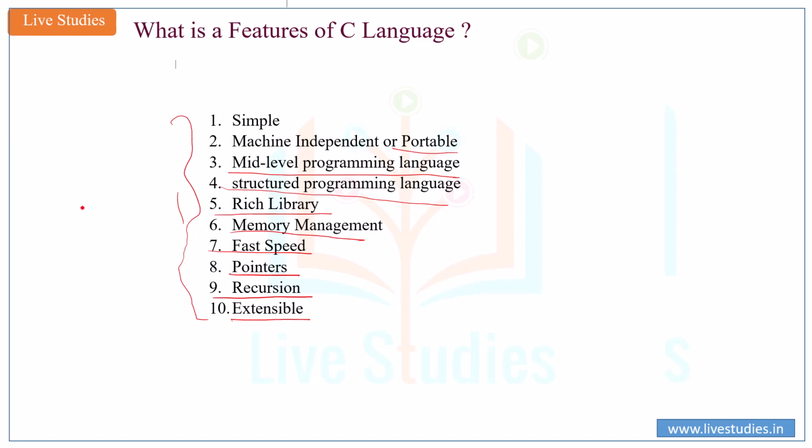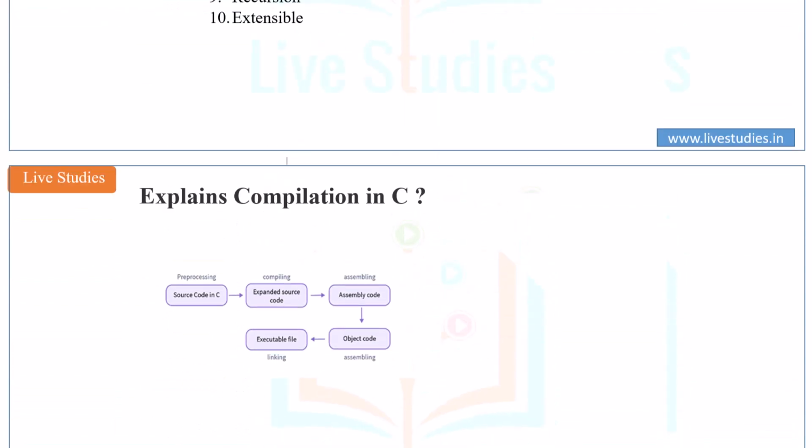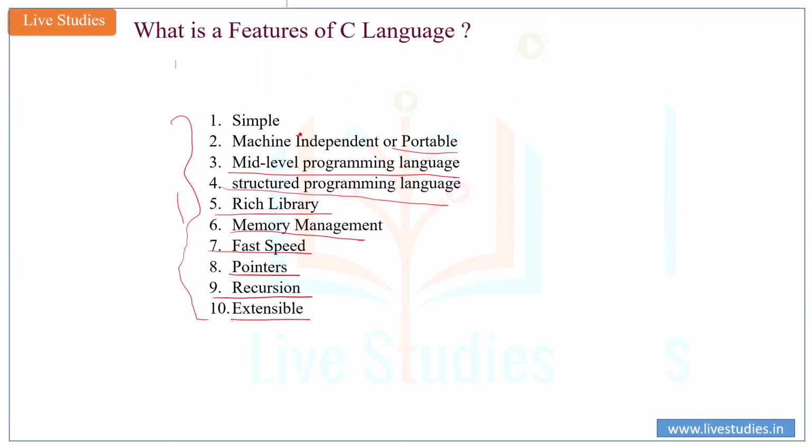The first point is simple. C is a simple language in the sense that it provides a structured approach to break the problem into small parts, and it has a rich set of library functions and data types.